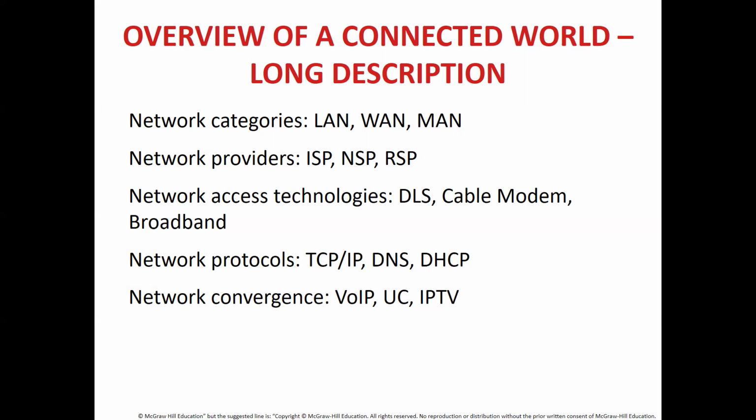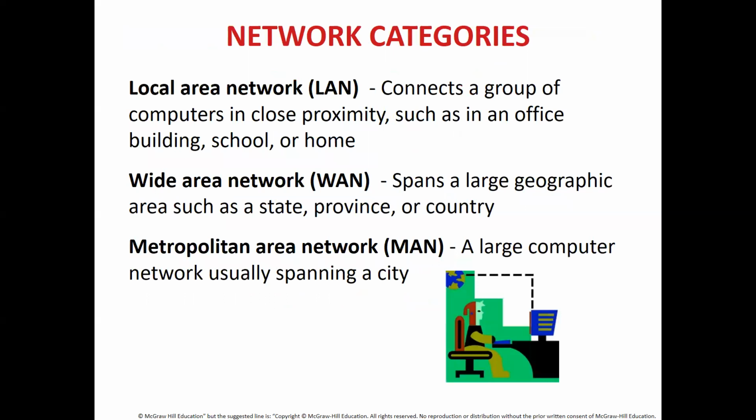So we have something called VoIP, voice over internet protocol. You have UC, which is unified communication, and then you have IPTV, internet protocol television. We'll have a look at all these devices in broad terms in the next few slides. First one is network categories. Generally there are 3 types of networks: you have LAN, MAN, and WAN.